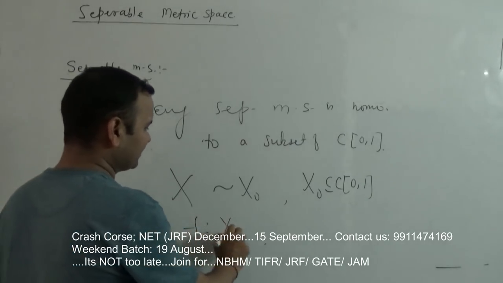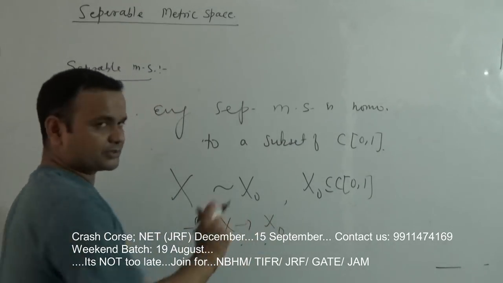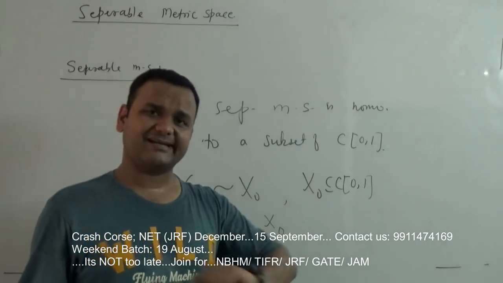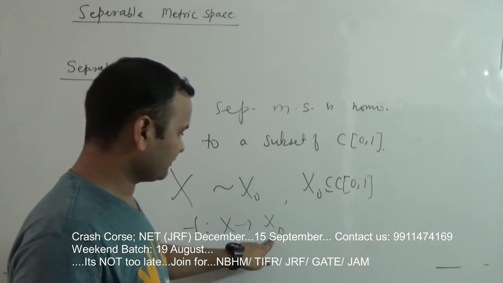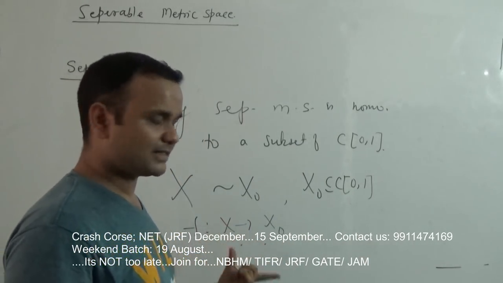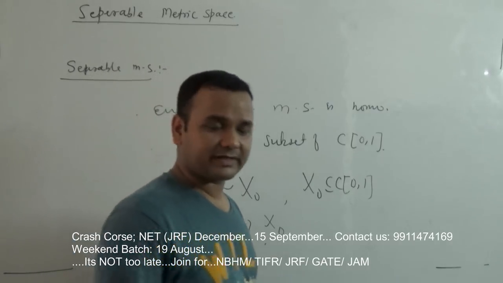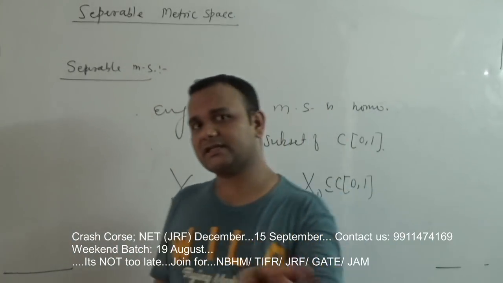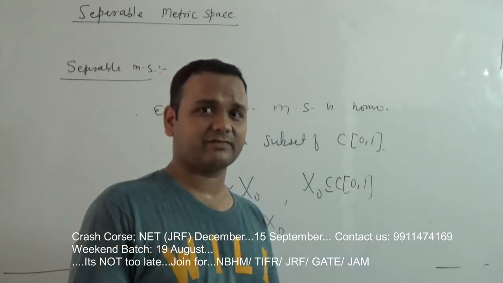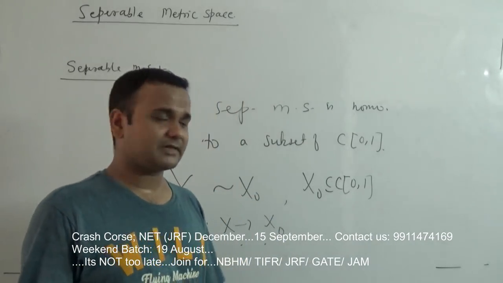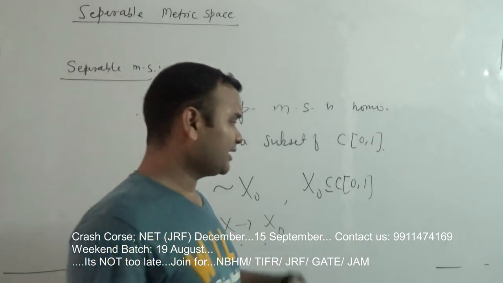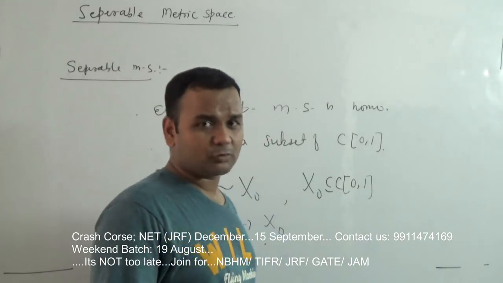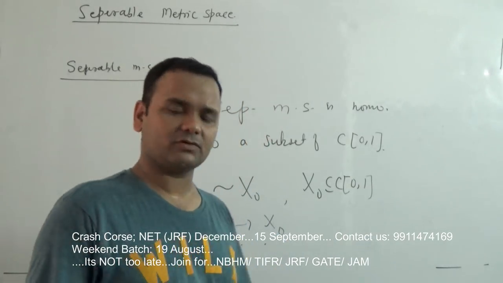What do I mean by that? There exists a bijection from X to X0 such that the function and its inverse both are continuous, because this is a metric space, both are metric spaces, and if you have a function we can talk about continuity. If this inverse function and function both are continuous, then that function is called a homeomorphism and the spaces are called homeomorphic. Okay? So these are some analytical terms. I hope you know. If you don't know, read any standard book, you'll get that idea.